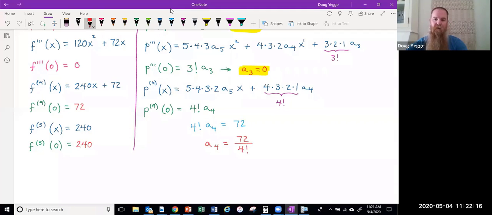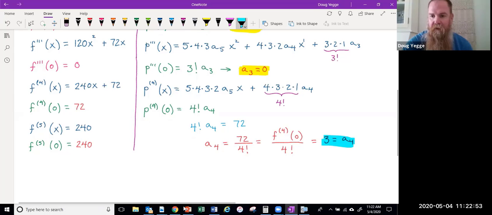But what is 72? 72 is nothing more than just the 4th derivative at 0. 4 factorial is the factorial that matches the derivative. So 72 divided by 24 gives me 3. So notice that 3 is my 4th coefficient. That corresponds with what we expected in my original.